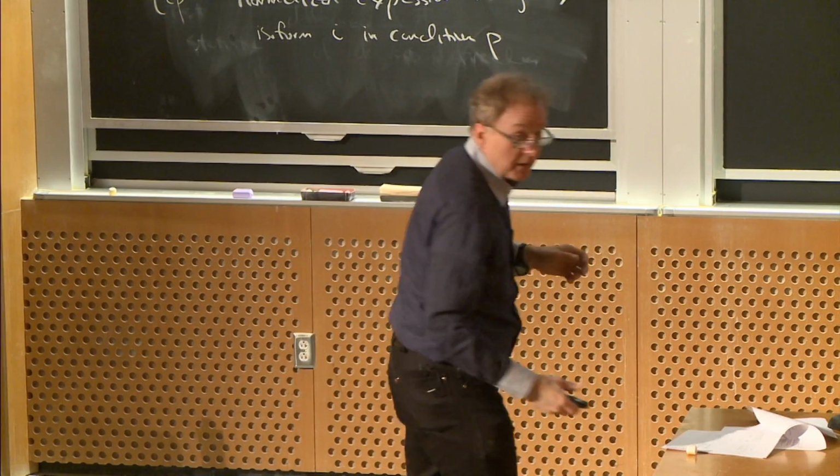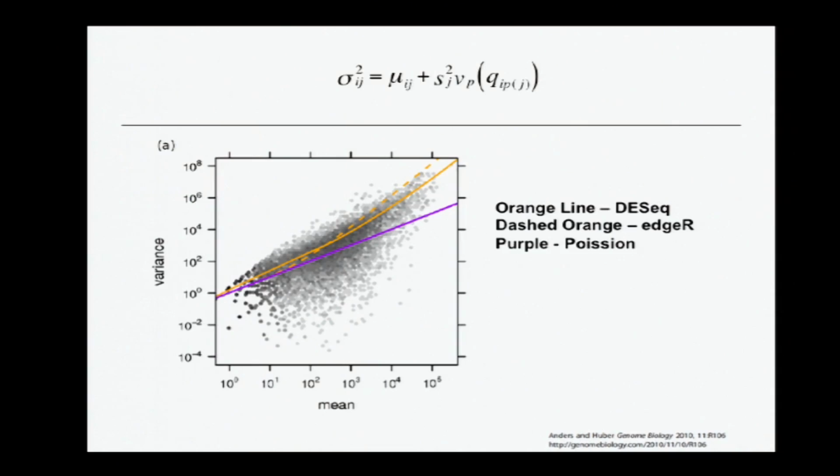And to give you an intuitive idea of what's going on, this is a plot from the paper showing the relationship between mean expression and variance. Recall for Poisson that variance is equal to mean. We only have one parameter to tune for Poisson, which is lambda. The purple line is Poisson. And you can check and see that the mean is equal to the variance in that case. What DESeq does is it fits the orange line to the observed data.